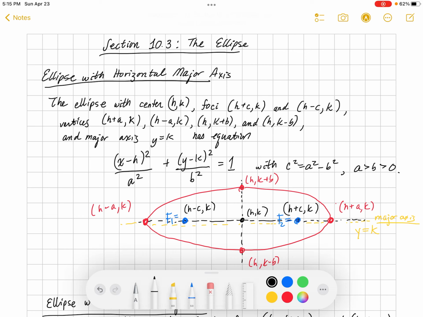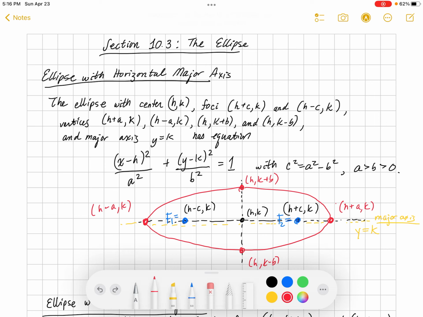So it looks like we are in section 10.3 looking at ellipses. And we're going to have two types of ellipses. We're going to have some with a horizontal major axis, in which case the ellipse is stretched out horizontally, long ways. This would be a horizontal situation. And also a vertical major axis. That would be when your ellipse is stretched out long ways in the vertical direction. So horizontal versus vertical.